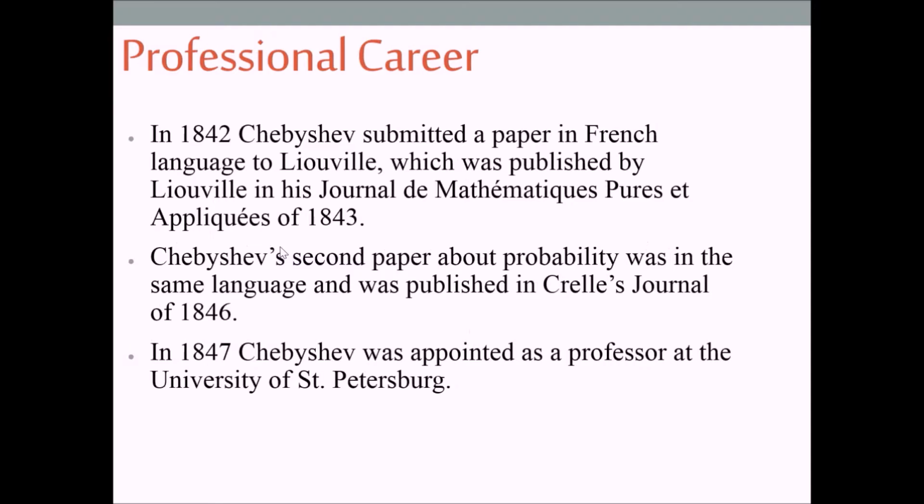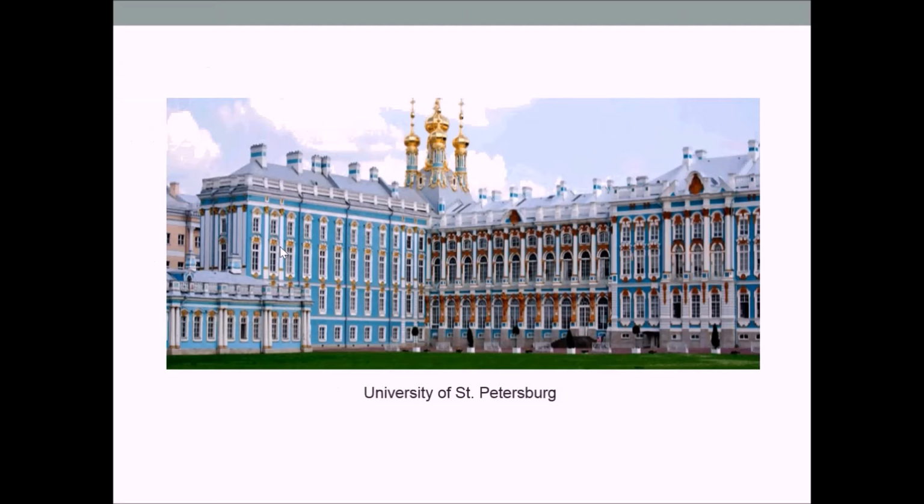In 1842, Chebyshev submitted a paper in French to Joseph Liouville, which he published in his journal in 1843. Chebyshev's second paper about probability was in the same language and was published in Crelle's journal in 1847. In 1847, he became professor at the University of St. Petersburg. This is one of the pictures of the university.